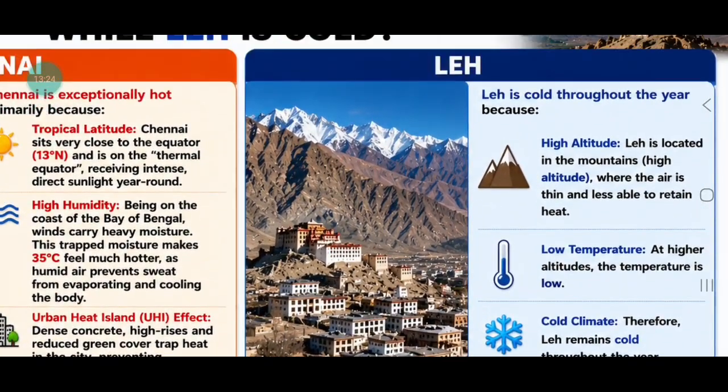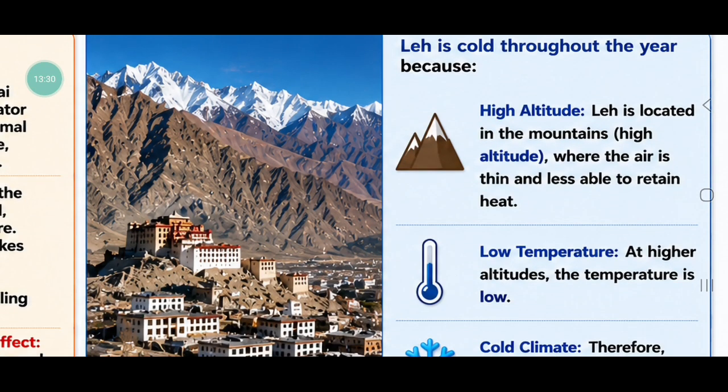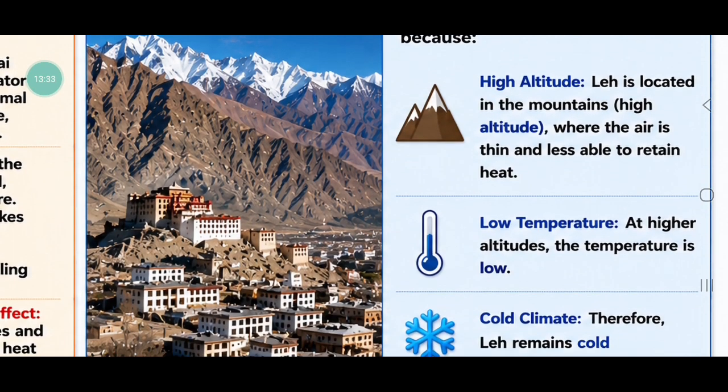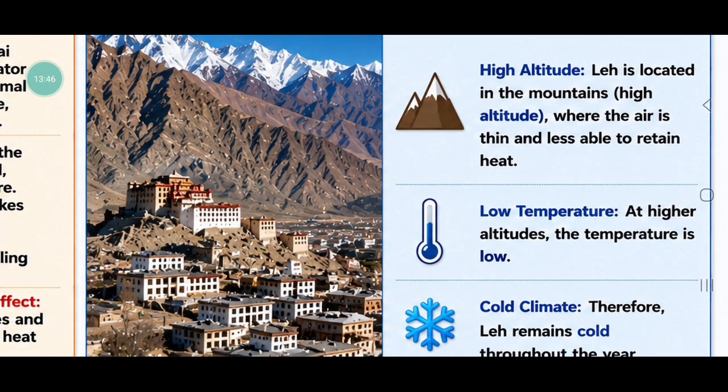Then next one is Leh. Leh is cold throughout the year because of high altitude. Leh is located in the mountains, at high altitude, where the air is thin and less able to retain heat. As we go high, temperature decreases. So simple. High altitude is responsible for the low temperature here.